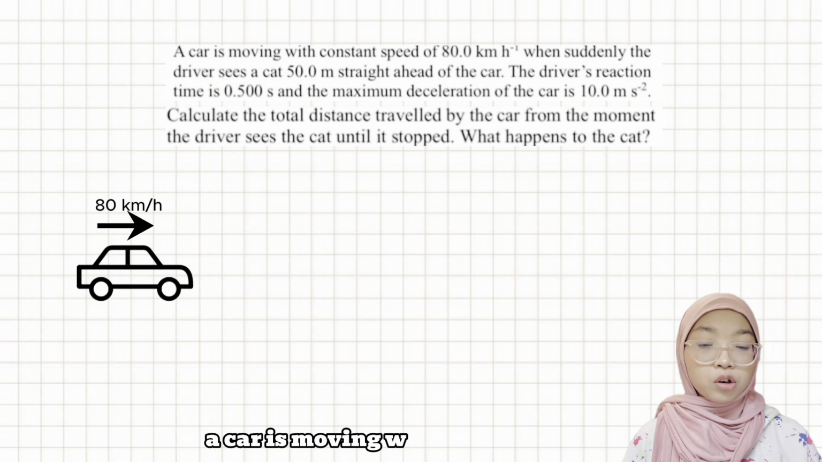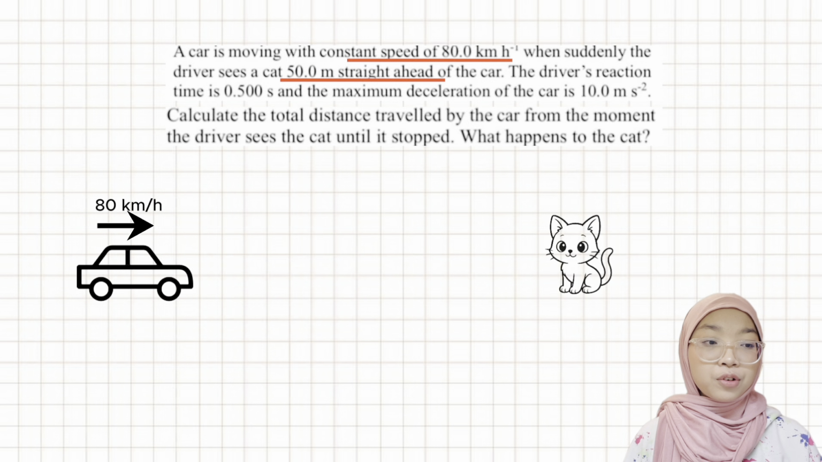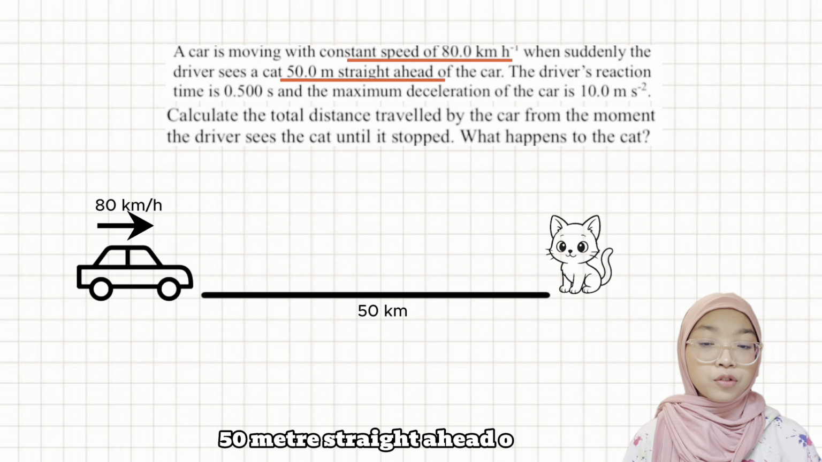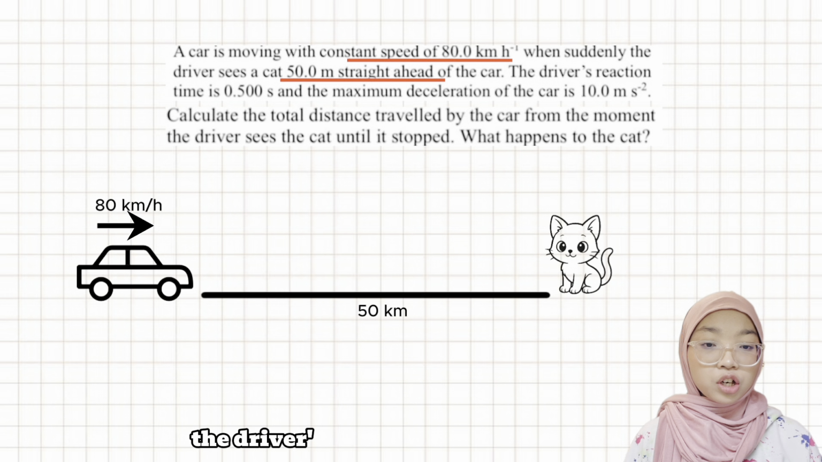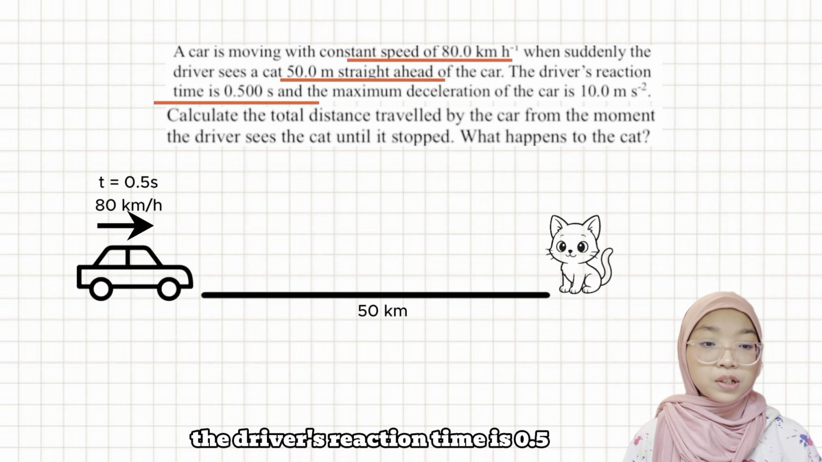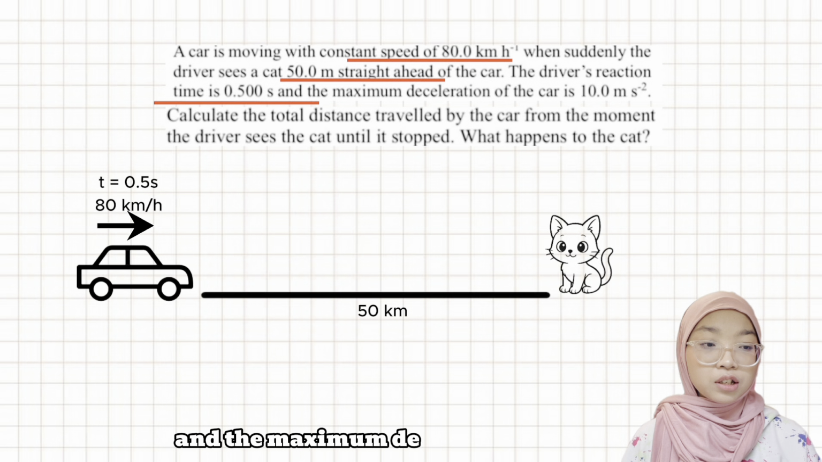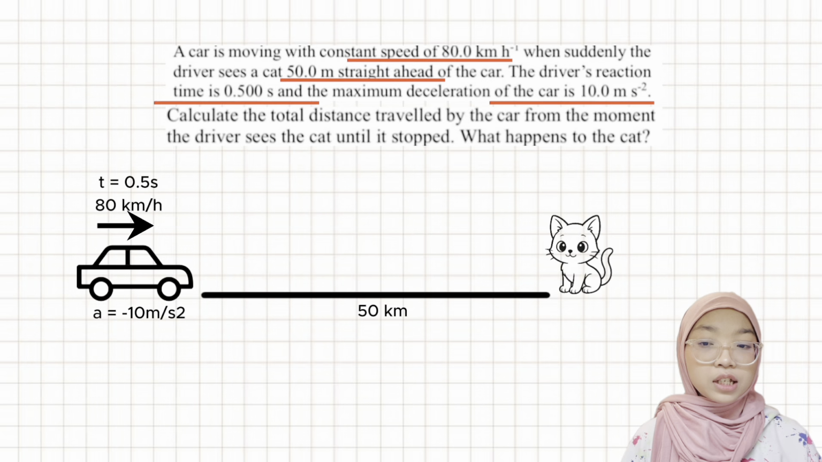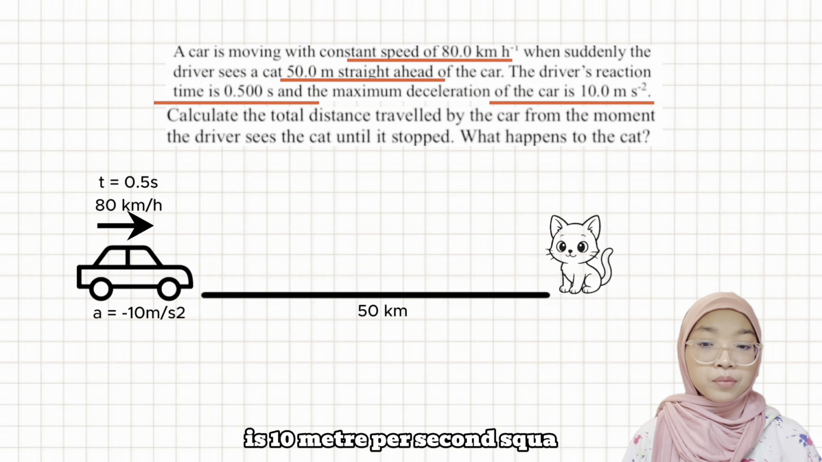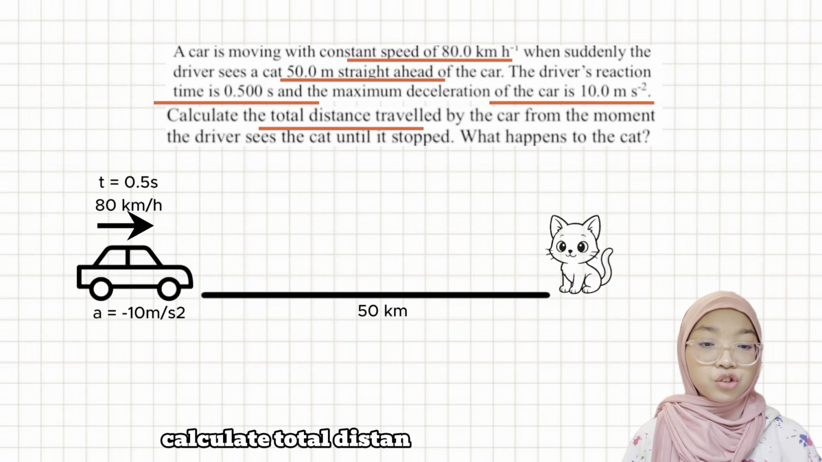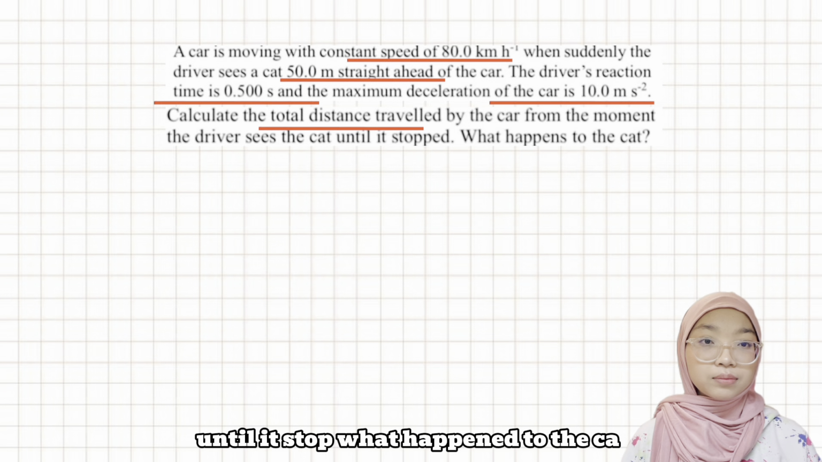A car is moving with a constant speed of 80 km per hour when suddenly the driver sees a cat 50 meters straight ahead of the car. The driver's reaction time is 0.5 seconds and the maximum deceleration of the car is 10 meters per second squared. Calculate the total distance traveled by the car from the moment the driver sees the cat until it stops. What happened to the cat?